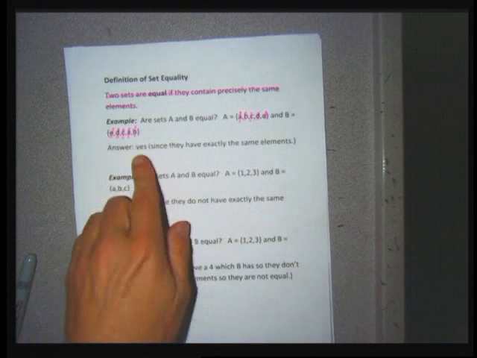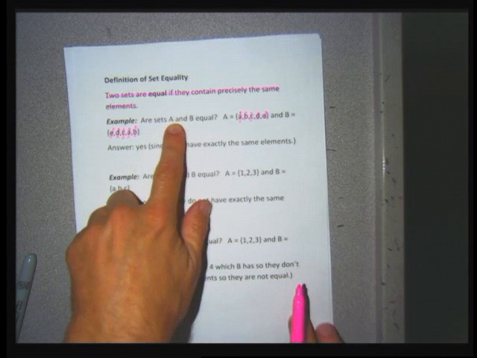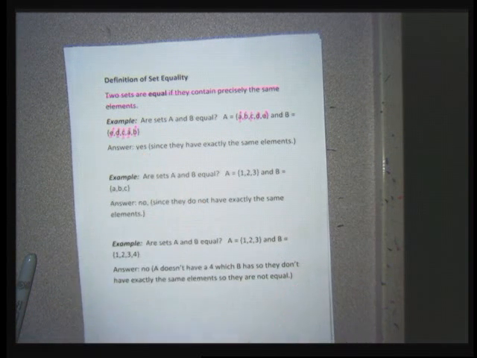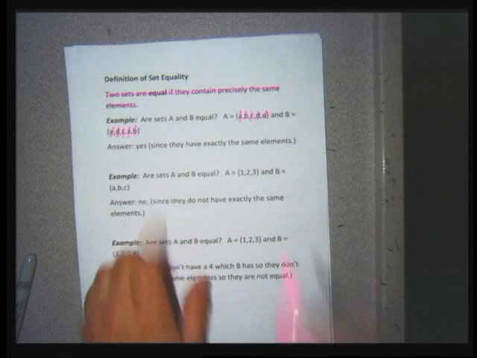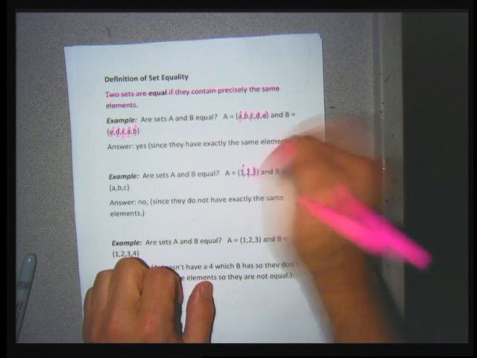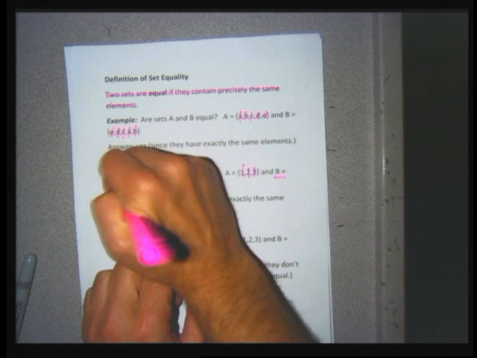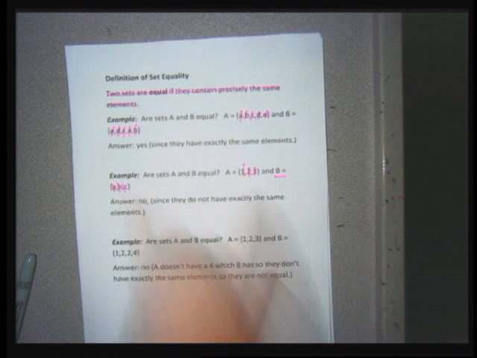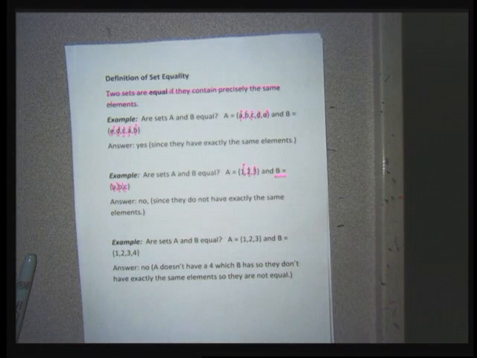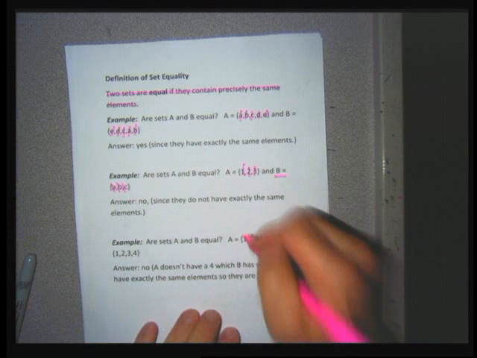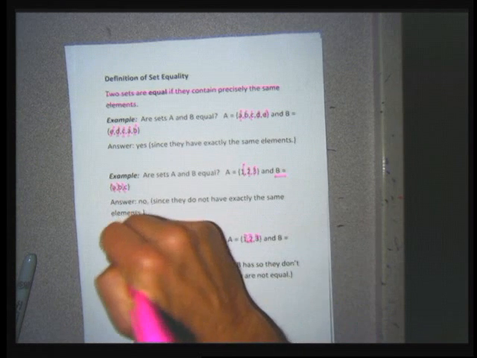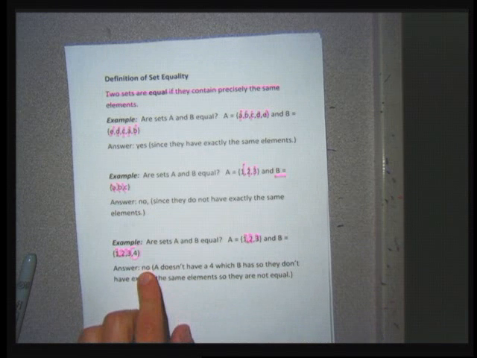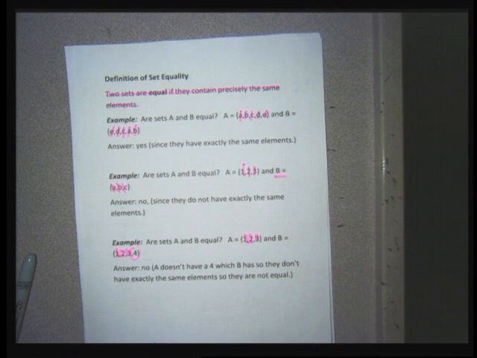So are these sets equal? Yes. So it's a yes or no question. Are they equal? Yes, they're equal, or no, they're not equal. For the next example, A has the elements 1, 2, and 3, and B has the elements A, B, and C. Those aren't equal because they don't have exactly the same elements. They have different elements. And then the last example, are these sets equal, where A has 1, 2, and 3, and B has 1, 2, 3, and 4? Those aren't equal as well because B has a 4 that A doesn't. So to be equal, you have to have exactly the same elements. It doesn't matter the order that the elements are written in.